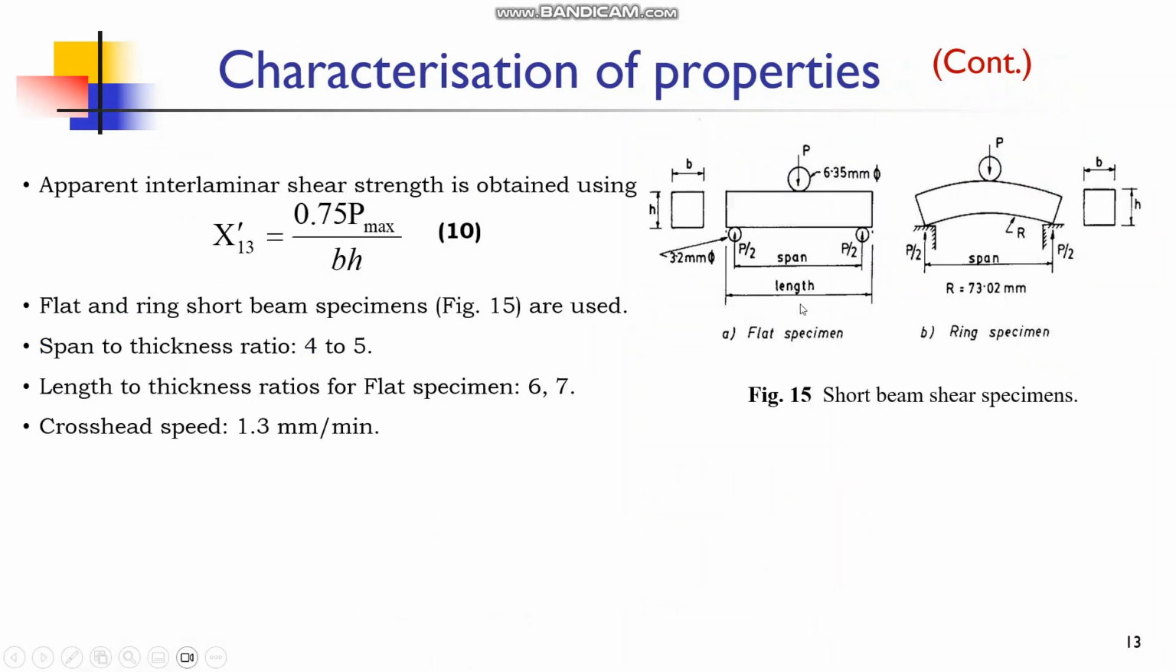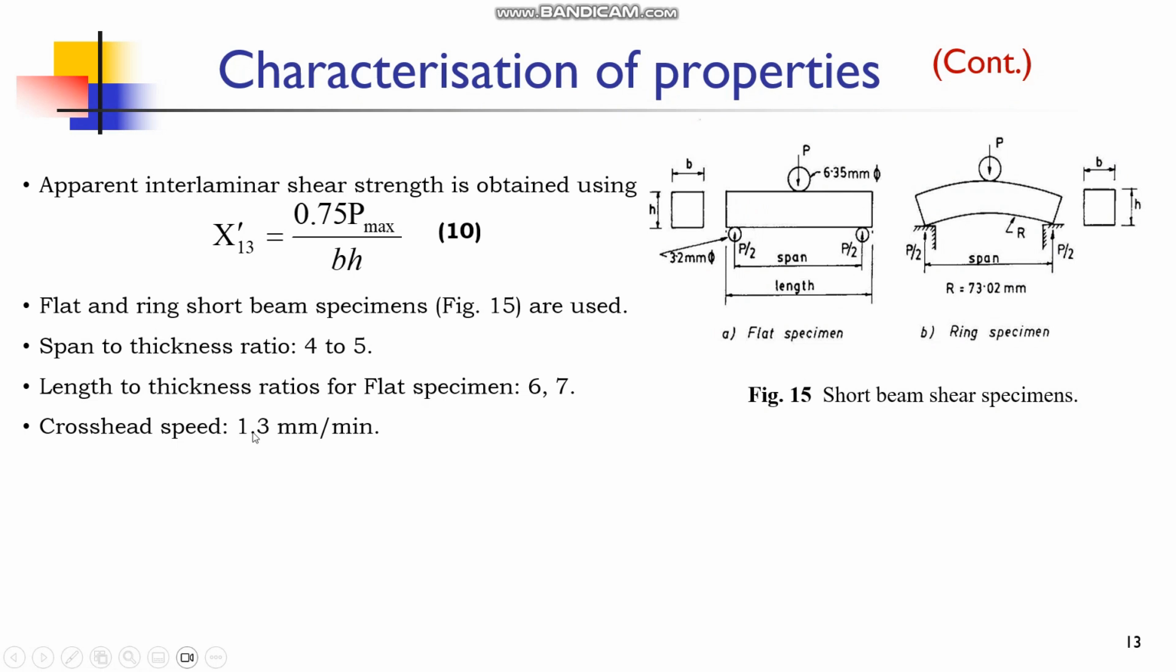Two possible types of specimen can be used to conduct the interlaminar shear test. The first one is a flat specimen and the second one is a ring specimen. Here the span to thickness ratio is very small, hence it is called short beam. Span refers to the length between two support points where you are holding the specimen, and thickness is mentioned here as h. The total length of the specimen to the thickness recommended is between 6 and 7. The test has to be performed at a speed of 1.3 mm per minute.